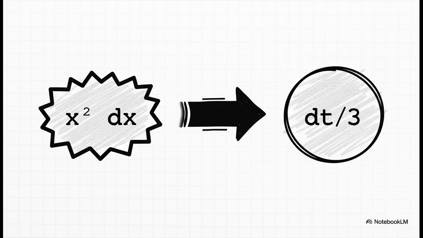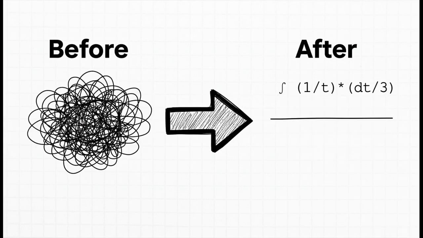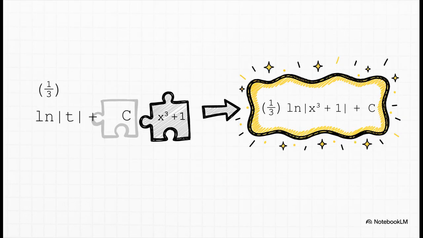And this is where the magic happens. And just like that, look what happened. That complicated mess we started with has transformed into the super simple integral of 1 over t times dt over 3. All of a sudden, this is a problem we can solve in our sleep. So we just integrate to get 1/3 log of t, plus c of course.